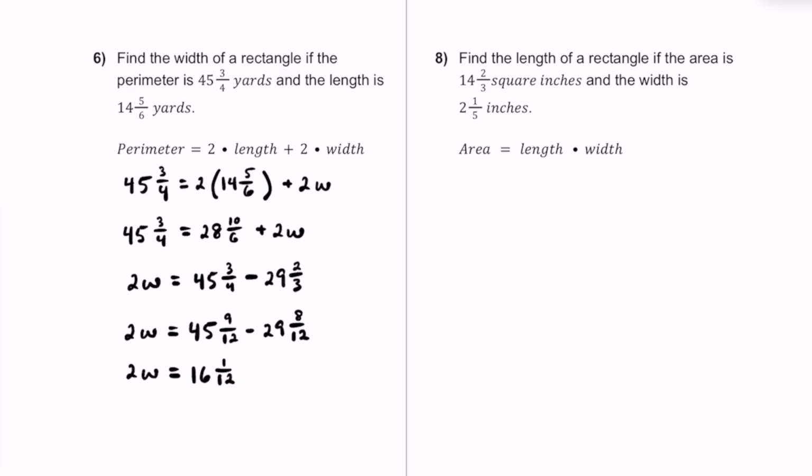So what's one of these widths? Well, to get the width, if we know 2 of them is 16 and 1/12, we should divide it by 2. If we know it's divided by 2, we could also say we can take this and multiply it by the reciprocal, right? So let's turn 16 and 1/12 into an improper fraction. 16 times 12 is going to be 192, plus 1 is going to be 193. So we have 193 over 12. That's just the improper version of that 16 and 1/12. And instead of dividing by 2, let's multiply by 1/2 here.